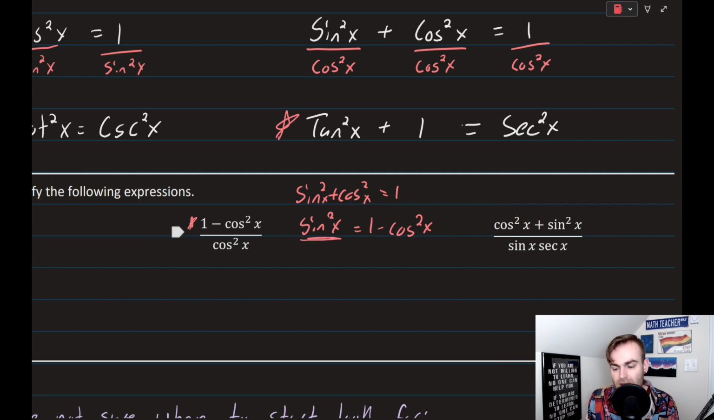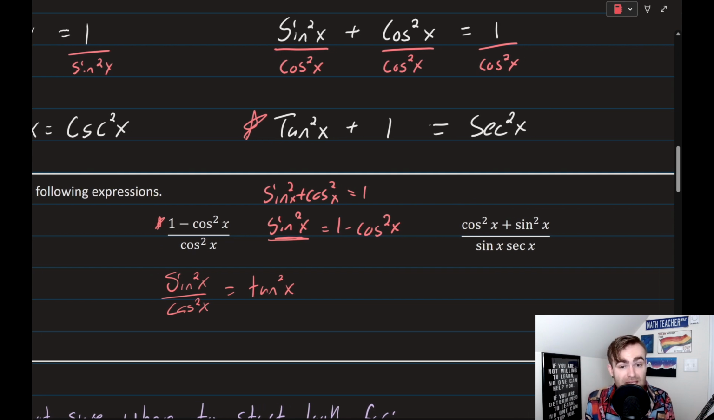So I can substitute this value in for the whole numerator. So I get sine squared x over cosine squared x. Sine over cosine, that's tangent. So this is equivalent to tangent squared x. Again, not that bad. Right now, it's kind of blindly putting puzzle pieces together and seeing if they fit.